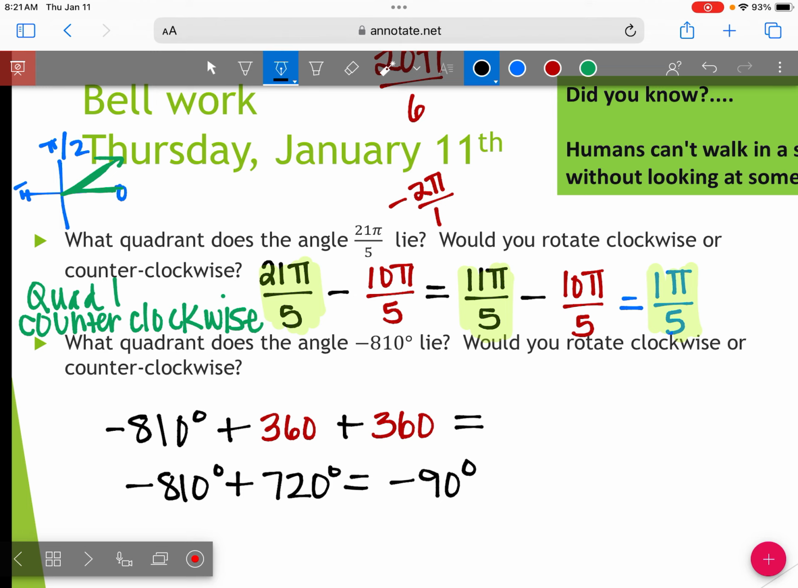So why did you add twice? If I added it once, it would still be out of my range of 0 and 360.